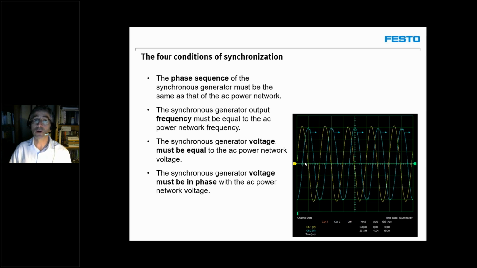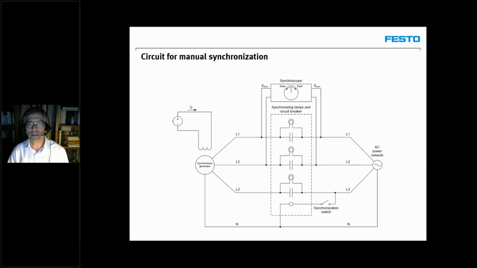We will see that we have other tools that allow us to check that we are in sync between the generator and the network, and we will see that in a moment. So these are the four conditions. If these four conditions are met, then you can close the switch that will electrically connect the generator to the network. So how do we achieve that?